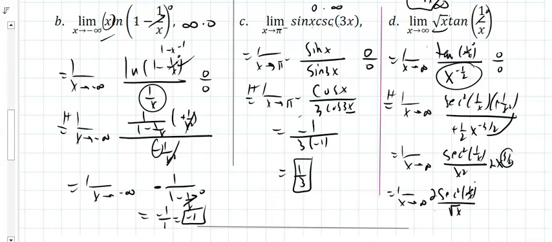As x approaches infinity, that approaches 0. Secant of 0 is 1, because that's 1 over cosine. And this is going to be, as x approaches infinity, that's approaching infinity, so that's going to be 0 altogether.